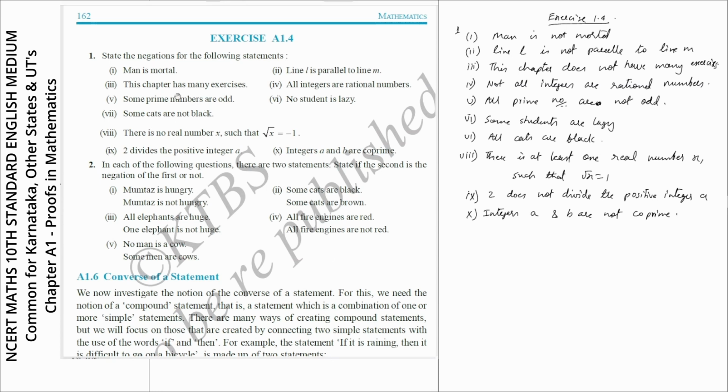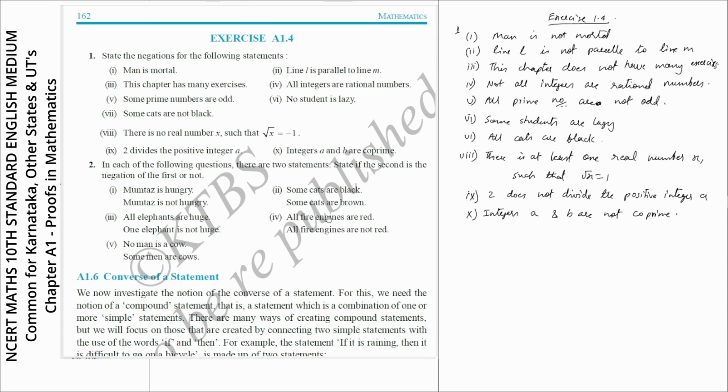Sub question 7, some cats are not black. Some cats are not black and some cats are black, both have the same meaning. If some cats are not black, if this statement is true, then all the cats are black will be a false statement. Therefore the negation will be all cats are black.